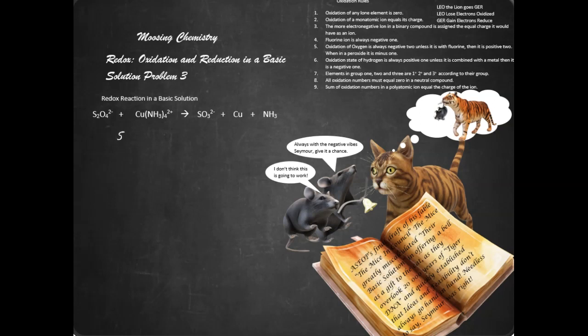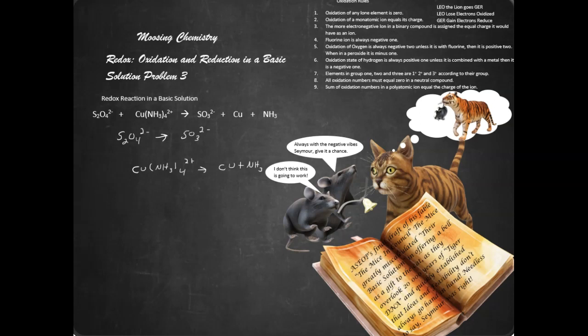S2O4 2 negative yields SO3 negative. And then our second reaction, of course, is going to be Cu(NH3)4 2 plus yields Cu plus NH3. Alright, so we've done that.